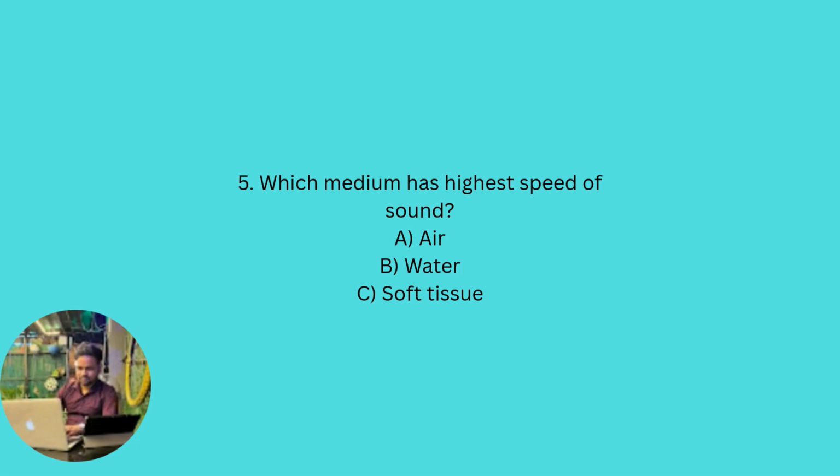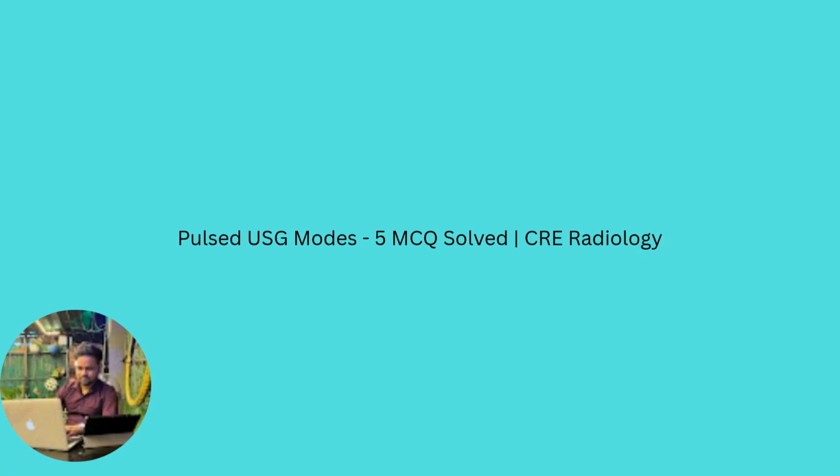Which medium has the highest speed of sound? A. Air, B. Water, C. Soft tissue, D. Bone. Answer is option D. Bone. These next five questions are based on pulse USG mode.